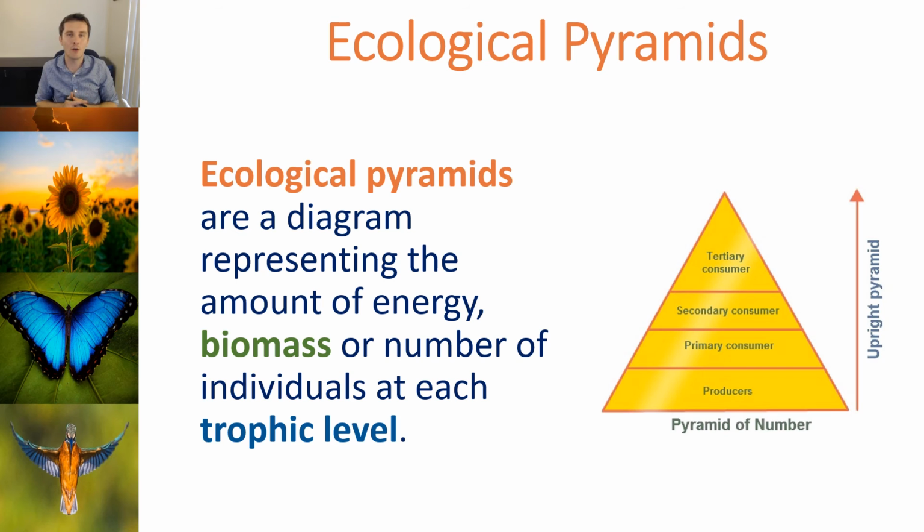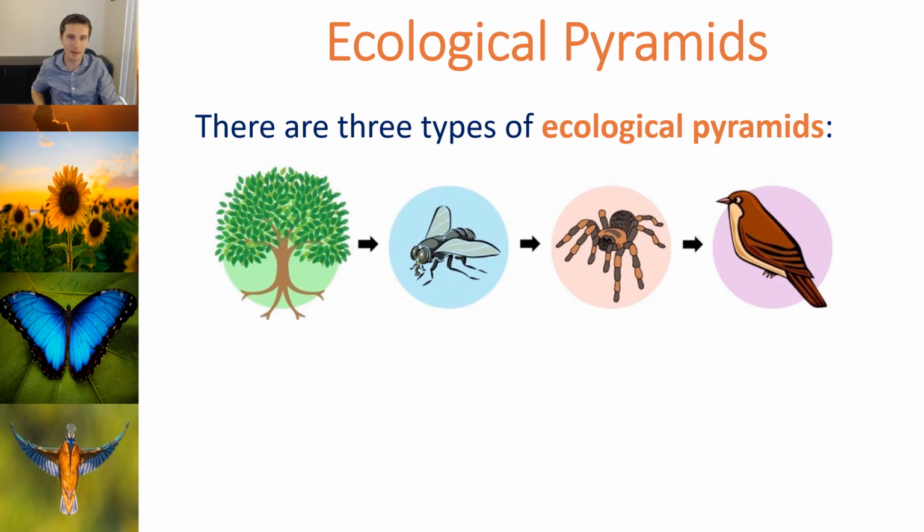Looking just to finish off, we'll talk about ecological pyramids. So ecological pyramids are a diagram representing the amount of energy, biomass, or they can also be a number of individuals at each trophic level. Basically, they show here your pyramid number, and it represents the amount. So as it gets thinner, you notice that it's getting a smaller amount. So this might be the amount of energy. The producers will have the highest. We know that tertiary consumers will have the lowest amount of energy.